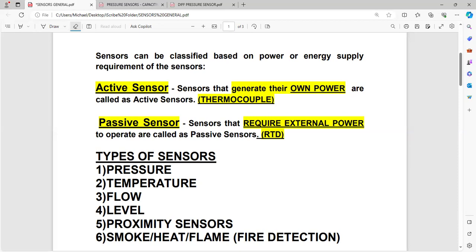Likewise, instead of an active sensor, you have the other one, and that is called the passive sensor. A passive sensor requires an external source of power, 24 volts DC, 30 volts DC, whatever. It requires that power in order for that particular sensor to work. And an example for that is your resistive temperature detector, RTD for short.